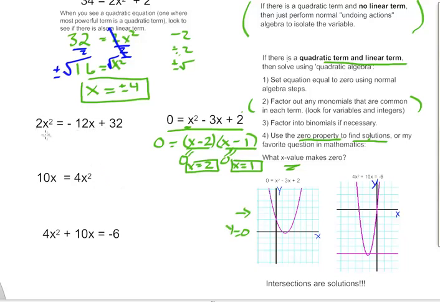2x squared minus 12x plus 32. It has a linear term. I've got to do the quadratic algebra. I'm going to kind of race through here a little faster now. Please forgive me. I'm going to set the equation equal to 0. So the first thing I'm going to do is take the 2x squared and leave it on this side. Add over the 12x, subtract over the 32, and that does leave it equal to 0. So when I say set equal to 0, I'm talking about doing little algebra moves to get 0 on one side of the equation. Factor out any monomials is step number 2.